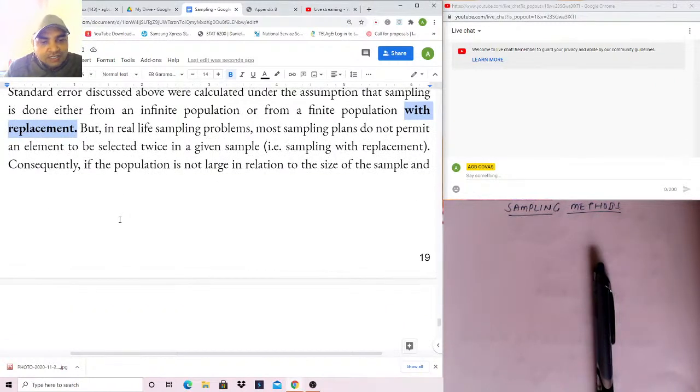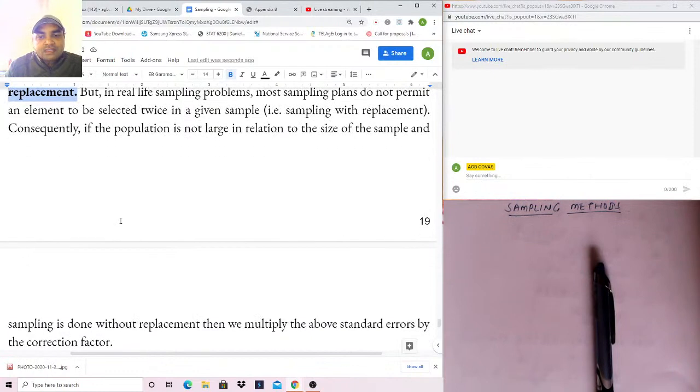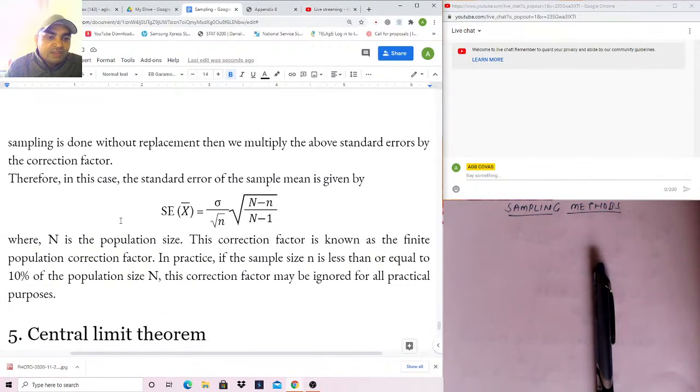Consequently, if the population is not large in relation to the size of the sample and sampling is done without replacement, then we have to multiply the standard error by a correction factor. And this is your correction factor, where capital N is the population size and small n is the sample size. So if you multiply the standard error with this correction factor, your problem of replacement versus without replacement can be balanced.